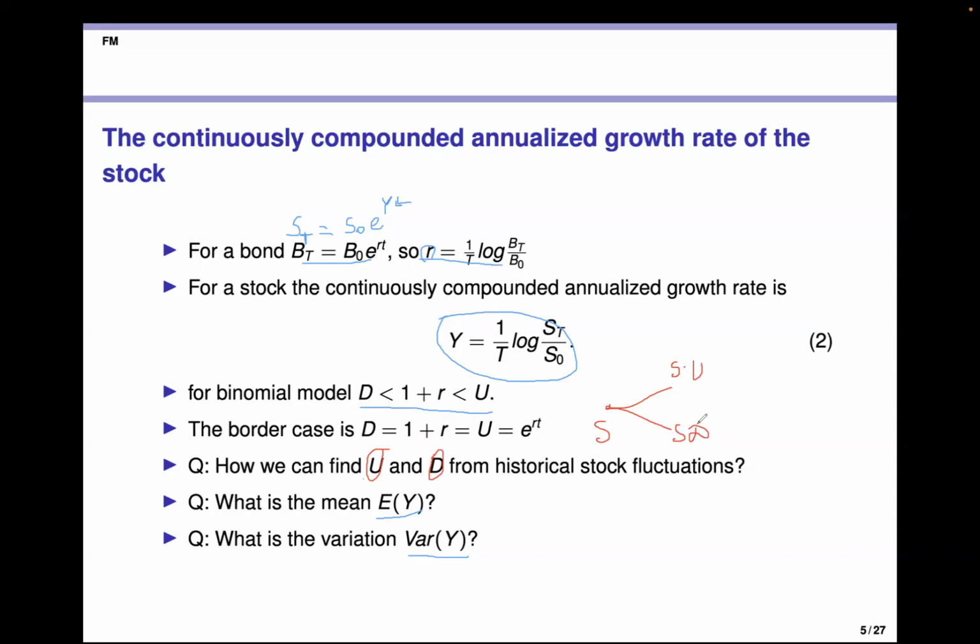And we suppose that u and d are given. But I say to you that this u and d can be found from historical stock fluctuation. And today we are going to learn how u and d can be found from historical stocks. Okay? Is it interesting? Yes.